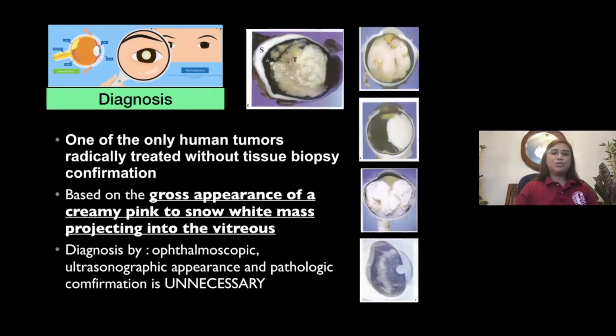For the diagnosis, retinoblastoma is one of the only human tumors radically treated without biopsy confirmation. Diagnosis is based on the gross appearance of a creamy pink to snow white mass projecting into the vitreous, as seen on the side of this slide. Diagnosis is done by ophthalmoscopic and ultrasonographic appearance, and pathologic confirmation is unnecessary.